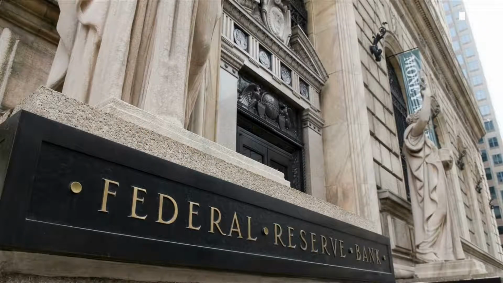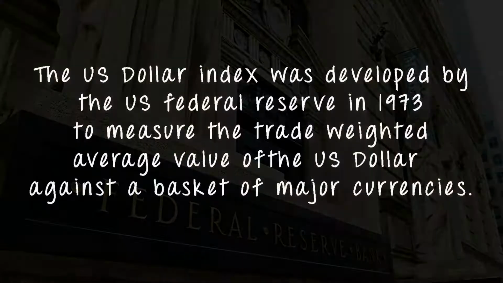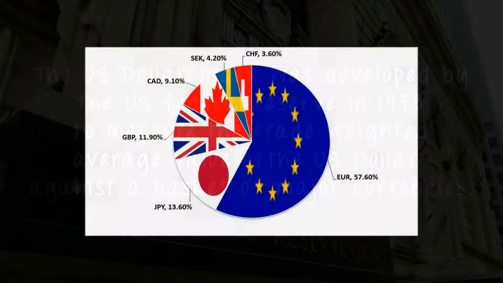The US dollar index was developed by the US Federal Reserve in 1973 to measure the trade-weighted average value of the US dollar against a basket of major currencies, making the index a pretty good tool for measuring the US dollar's global strength. So let's take a look at those major currencies that make up the basket.